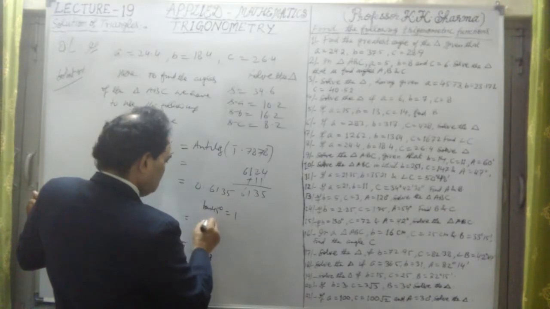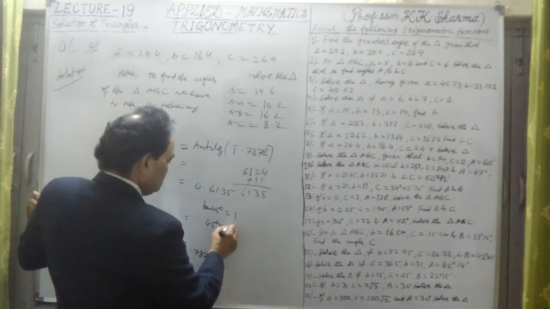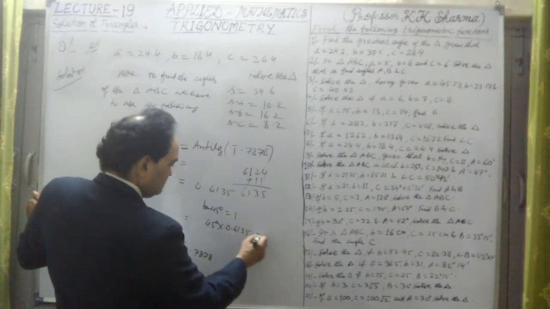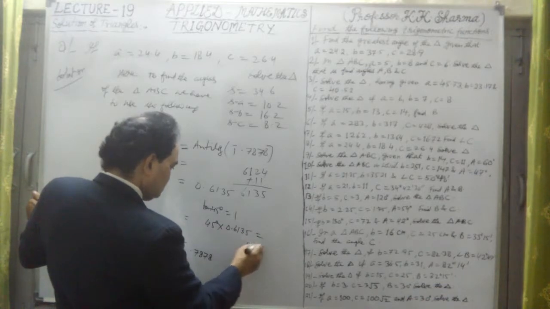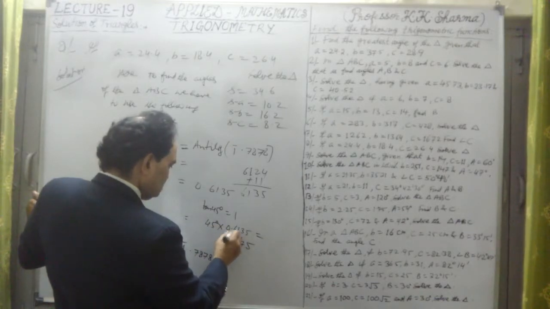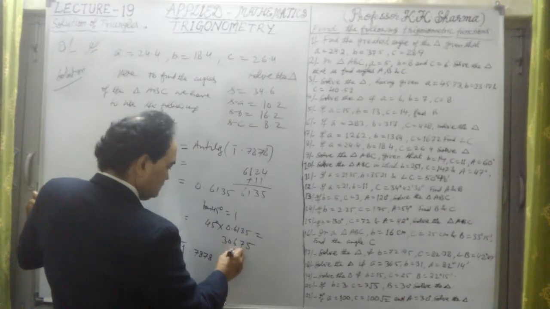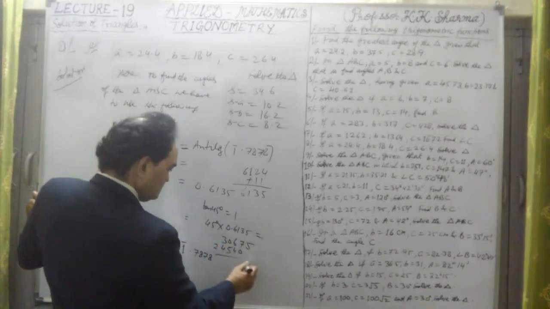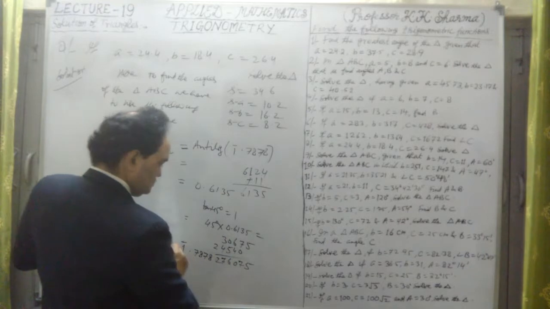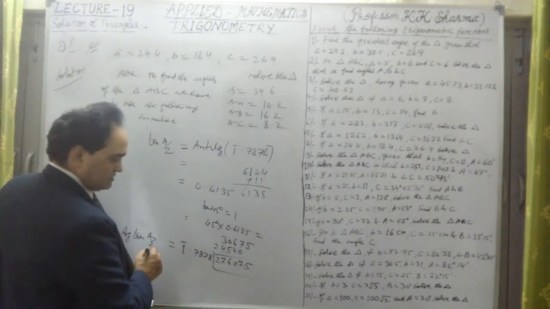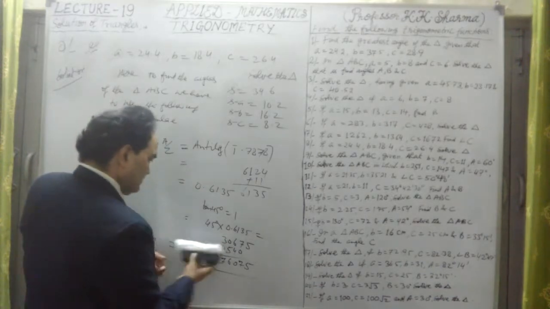Multiplying by 45 degrees into 0.6135. Let me multiply this. 5 fives are 25, 2 carry, 5 threes are 15, 17, 7, 1 carry, 5 into 5 and 1, 6, 5 sixes are 30. This is by 5, now by 4. 4 fives are 20, 0, 2 carry, 4 threes are 12 and 2, 14, 4, 1 carry, 4 sixes are 24. Now adding: 5, 7, 0, 6, 7, and 3. So this is 27 degrees. We have obtained 27 degrees that we write here.